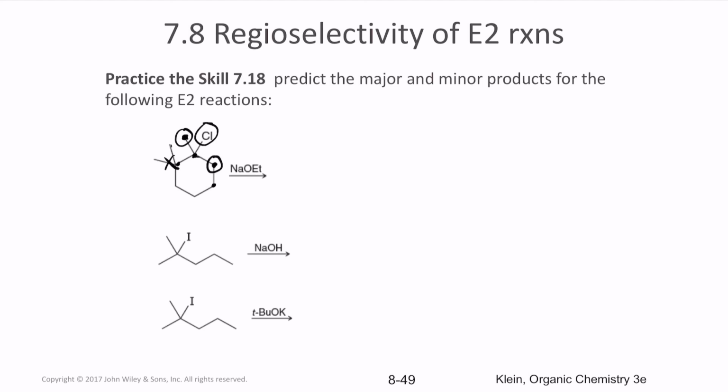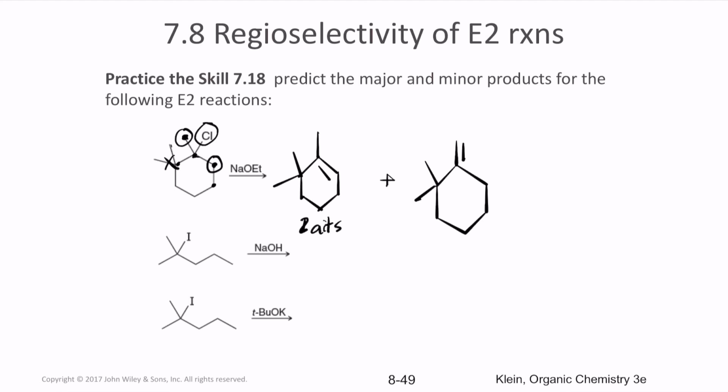So how would you draw the structure? Just draw the structure and eliminate the chlorine. So you have the double bond here. This structure represents the major product, and the minor product will be this structure. So here this is the Zaitsev product and this is the Hofmann product, and this is the major product and this is the minor product.